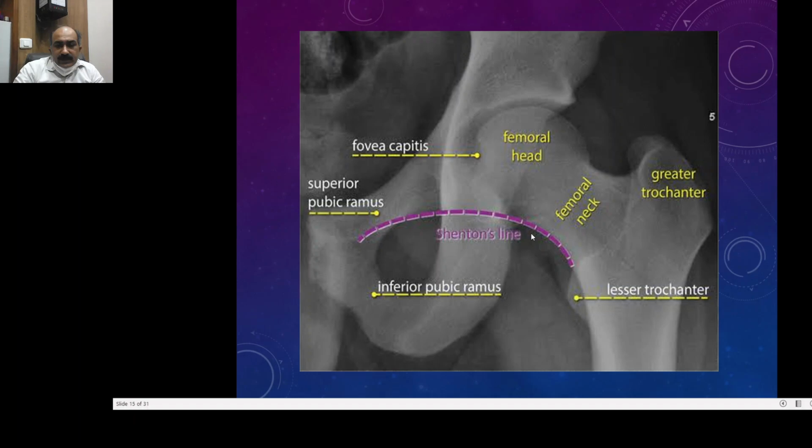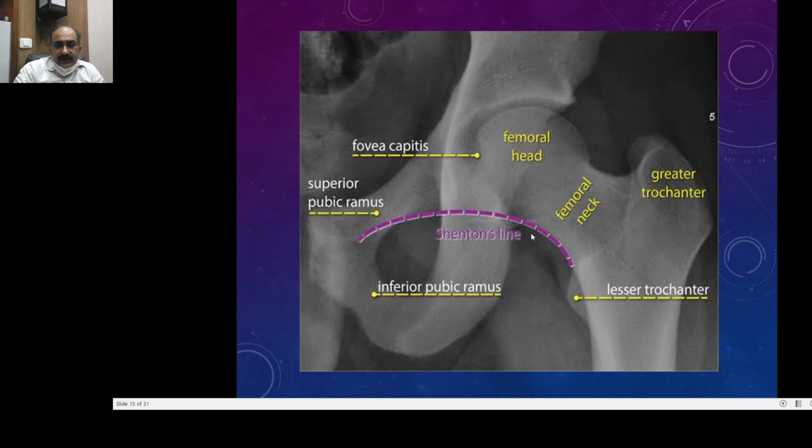This is basically a line joining the inferior part of the superior pubic ramus and is continuous with the medial part of the head, and is again continuous with the medial part of the femoral neck. It is broken in all dislocations.